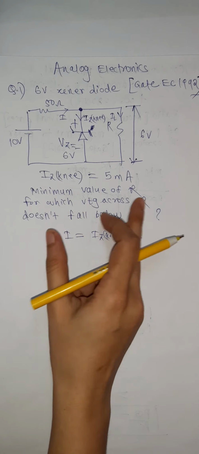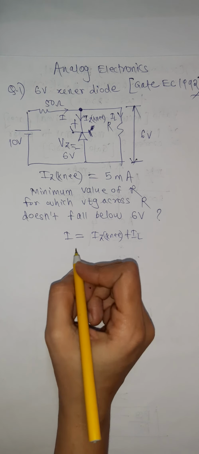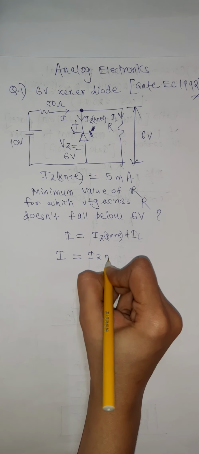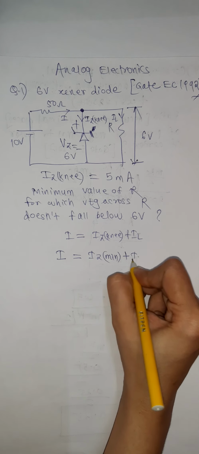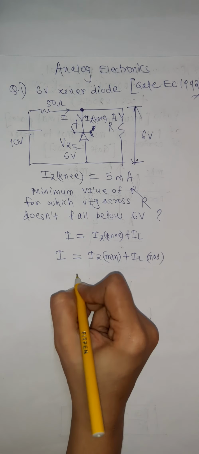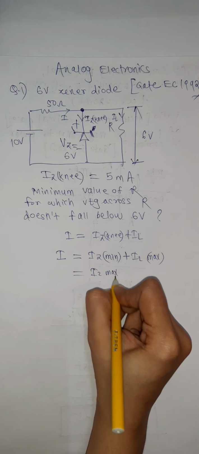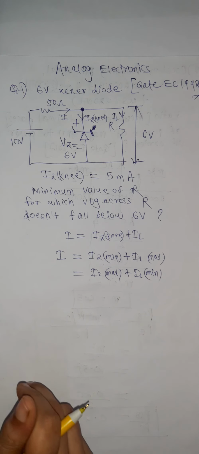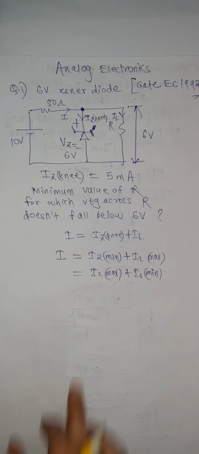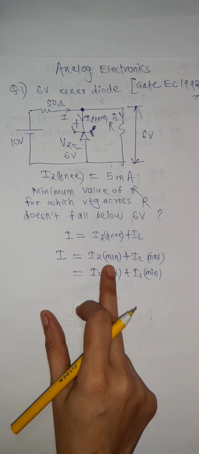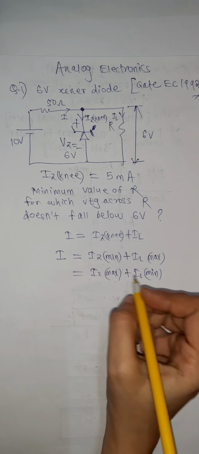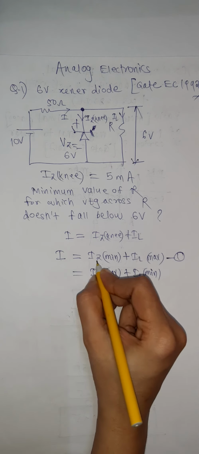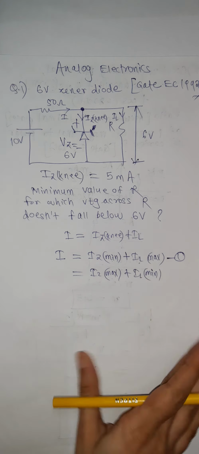Now here the minimum value of R is asked. We have two equations in general, that is I is equal to IZ minimum plus IL maximum, or I is equal to IZ maximum plus IL minimum. As the Zener minimum current, the knee current, is given, we will use the first equation, I is equal to IZ minimum plus IL maximum.